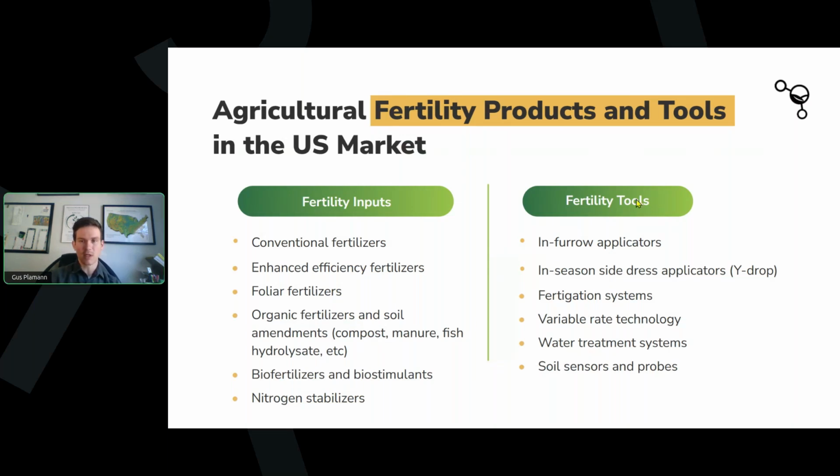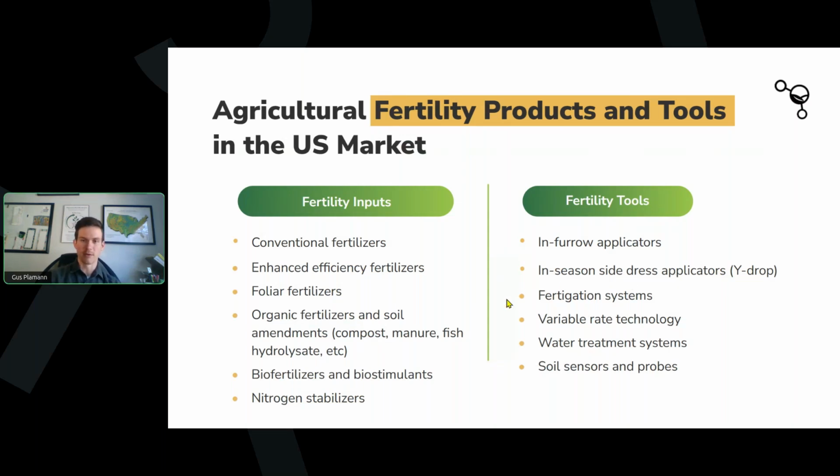And then as far as fertility tools, another element to take into the equation as far as informing management practices with soil biology data. So in-furrow applicators and side dress applicators to really follow those 4R protocols of right place at right time, to be able to apply fertility products right in the root zone and at the time when crops need them, in the case of Y-drop and in-season side dress.